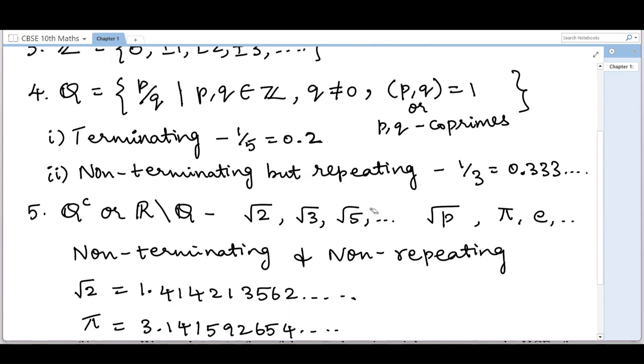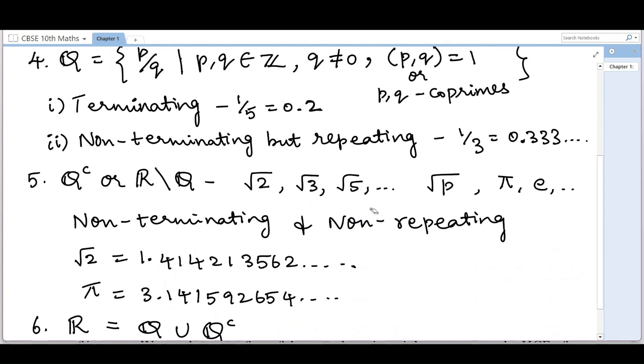Let us discuss in detail about the types of rational numbers. Number 1, terminating rational numbers. An example for that is 1 by 5. The value of this number is 0.2. After the decimal point, we have only one digit 2 which got terminated. Therefore, this type of numbers we call it as terminating rational numbers.